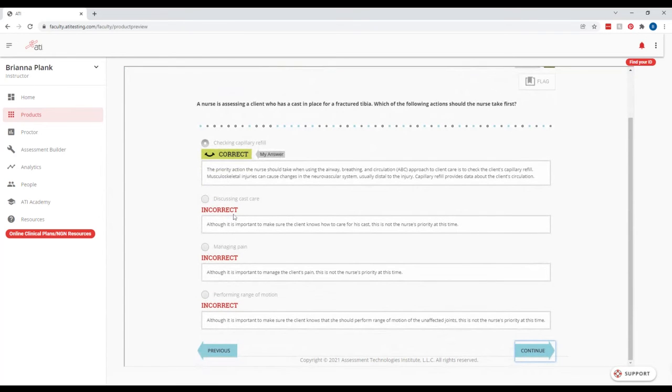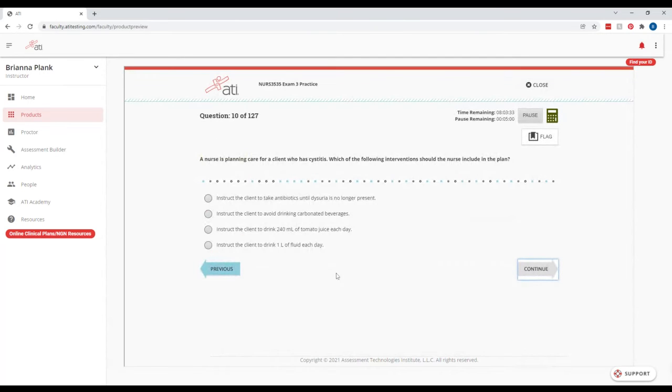Yeah, so all these are good interventions, but we think about airway, breathing, circulation, we're going to check our circulation. So we can talk about cast care whenever. Managing their pain is important, but we can put it off. If they're going to not have circulation in their leg, that's more of an issue than if they're in pain. And range of motion, that's a good idea, but that's not what we want to do right this minute. It's not our first priority. So good job.